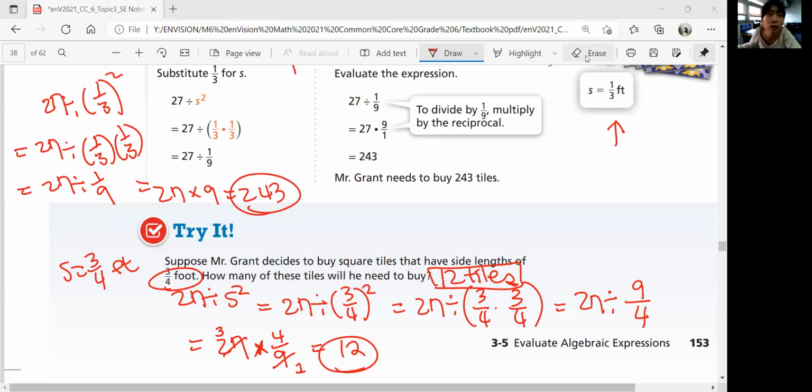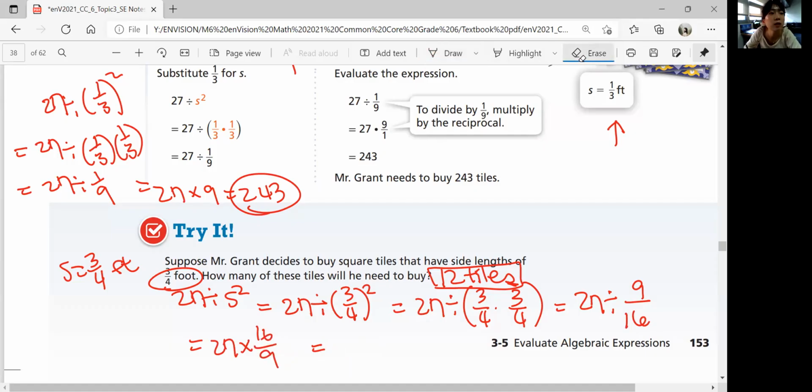Wait a minute. I'm so sorry. I did not square my 4. 4 times 4 is what? 16. And so let's simplify again. So changing that into multiplication, 27 times 16/9 instead, which is going to be what? We can still simplify 27 and 9 by 3 and 1, but you multiply 3 times 16 to get 48 tiles. Okay, so that's really 48 tiles.